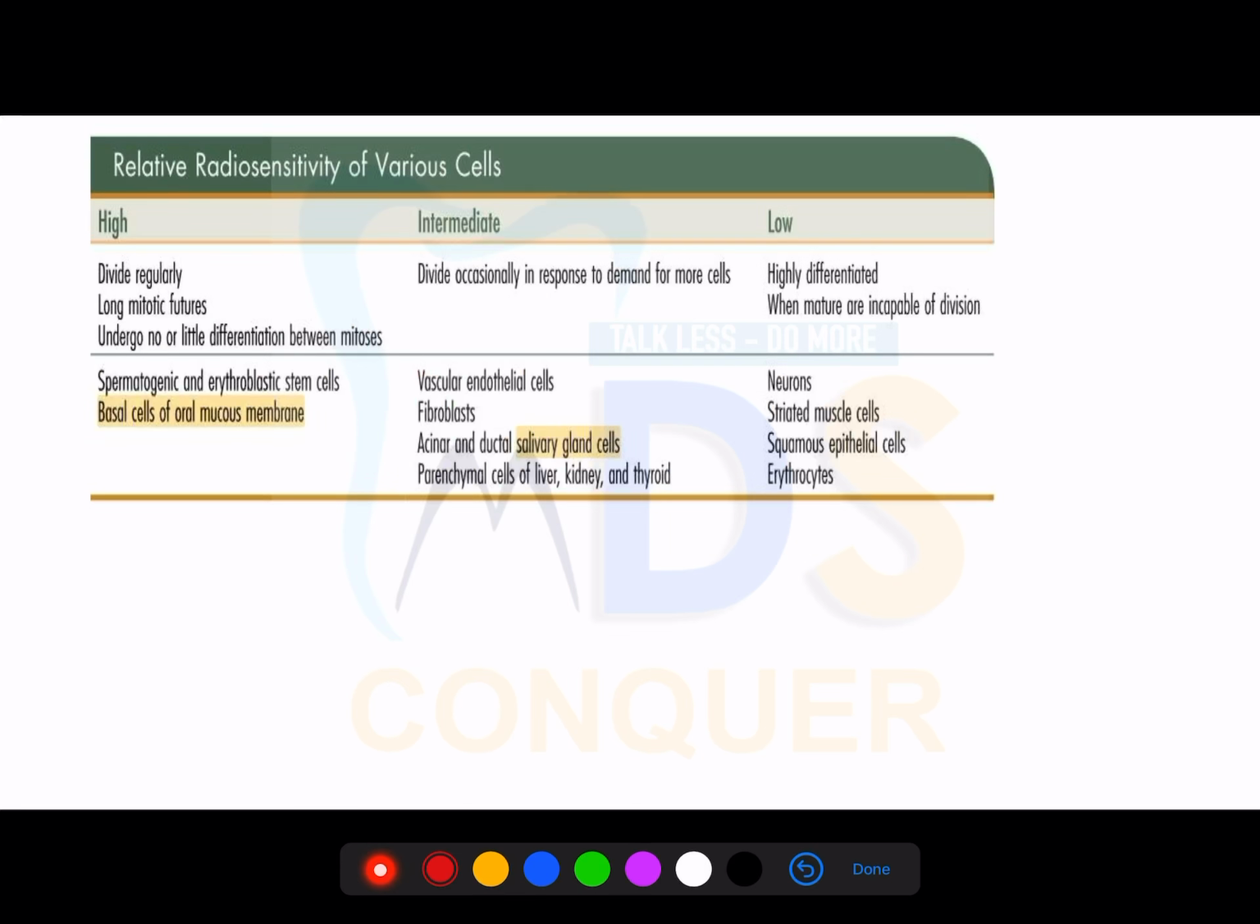And this is a very important table which they can ask you in ascending or descending order, that is from high radiosensitivity to low radiosensitivity. Okay, the important thing is basal cells of oral mucous membrane come under highly radiosensitive cells, and you have to note down all the other cells which come under high, intermediate and low radiosensitivity. But for high radiosensitivity, the basal cells of oral mucous membrane come under this.